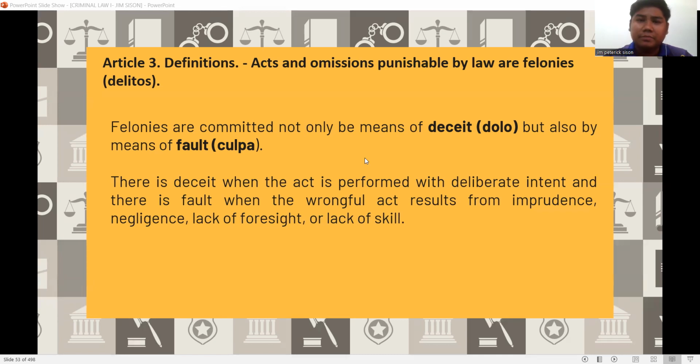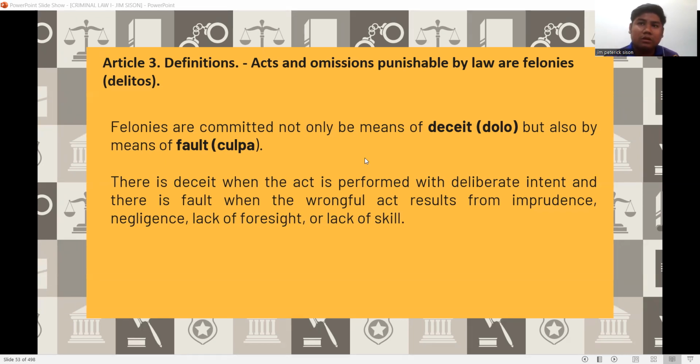Omission, it is the failure to perform a positive duty required by law. Take the example about lost and found property. If you found a lost property, you are required by law to turn over such lost property to the rightful owner or to the local authorities. Otherwise, if you do not do that, you can be held liable, okay, for the crime of theft. So that's one good example of omission.